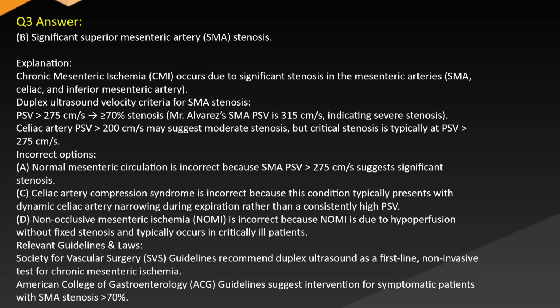C. Celiac artery compression syndrome is incorrect because this condition typically presents with dynamic celiac artery narrowing during expiration rather than a consistently high PSV. D. Non-occlusive mesenteric ischemia, NOMI, is incorrect because NOMI is due to hypoperfusion without fixed stenosis and typically occurs in critically ill patients. Relevant guidelines and laws: Society for Vascular Surgery (SVS) guidelines recommend duplex ultrasound as the first-line, non-invasive test for chronic mesenteric ischemia. American College of Gastroenterology (ACG) guidelines suggest intervention for symptomatic patients with stenosis above 70%.